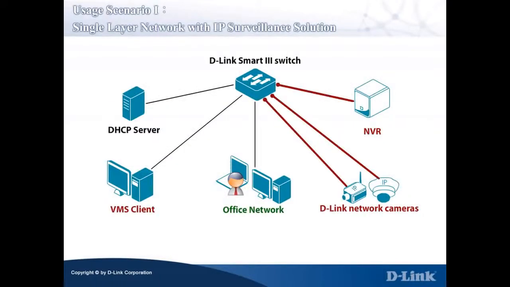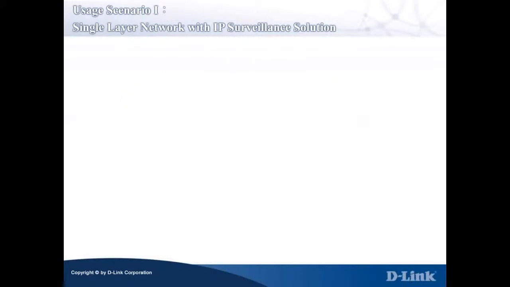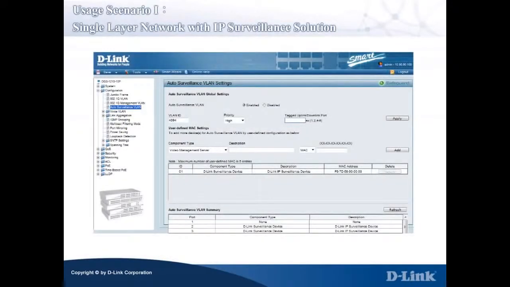After enabling the Auto Surveillance VLAN, here we connect D-Link network cameras to port 2 and port 3 of the Smart 3 switch, and NVR to port 10. Let's verify the configuration of the auto surveillance VLAN of the Smart 3 switch. Let's go back to the Smart 3 web management console.